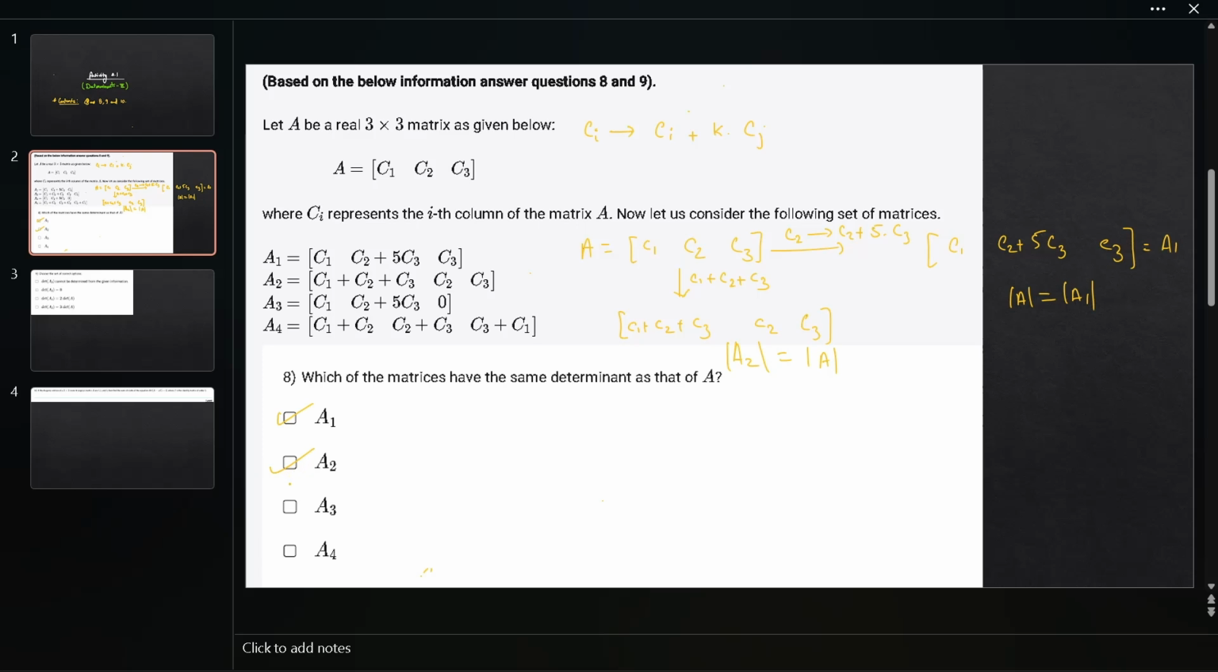Now moving on to option 3, here we have no way to make this C3 as 0. So that means A3 we cannot obtain by using this property.